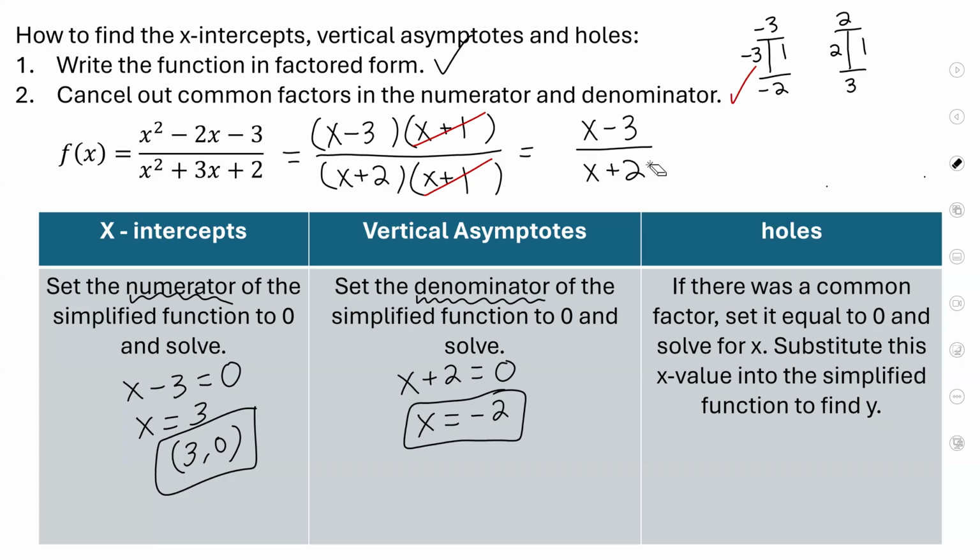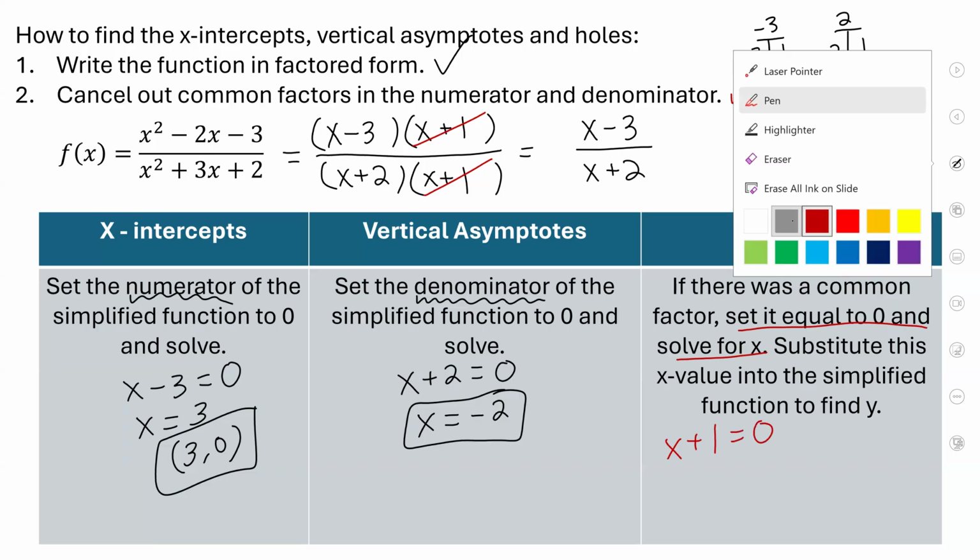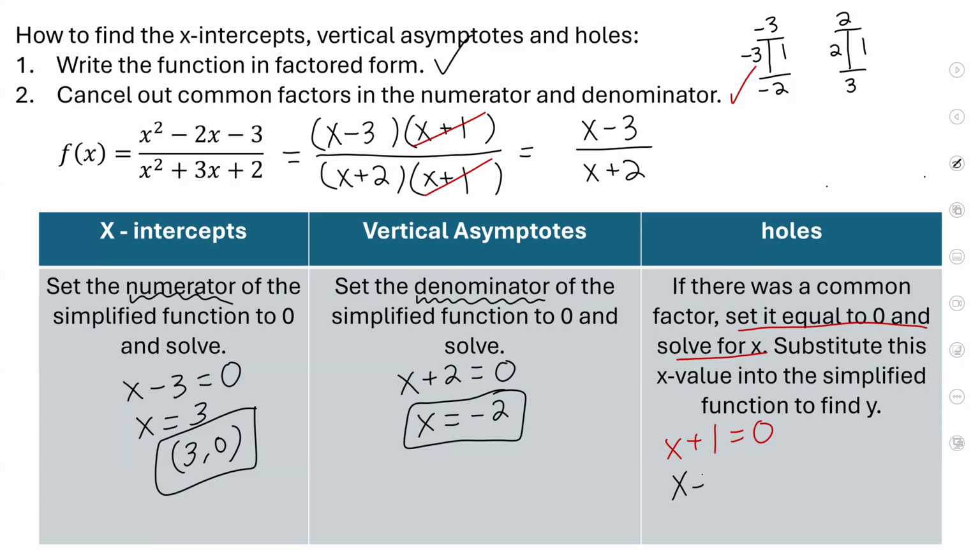All right, now we're going to find the hole. It says if there was a common factor. Was there a common factor? What was the common factor? X plus 1 was the common factor. It says set it equal to 0 and solve for x. When I set that equal to 0 and solve for x, Dia, what do I get? I get -1. That is the x value of the hole. So for the hole, I know I'm going to get -1.